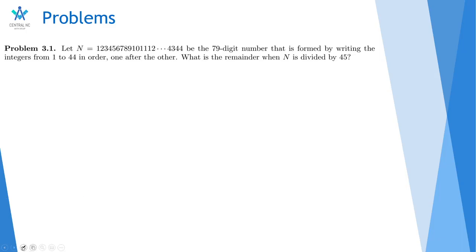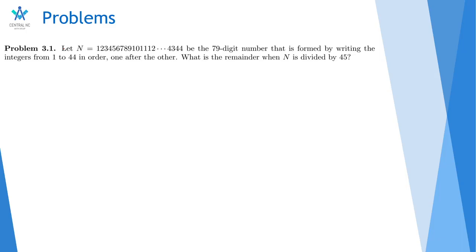All right. So here's an AMC problem for you. In this problem, it says let n equal 1, 2, 3, 4, 5, and so on, basically the 79-digit number that is formed by writing the numbers 1 to 44 in order, one after the other. What is the remainder when n is divided by 45?